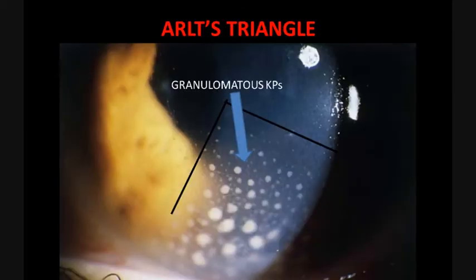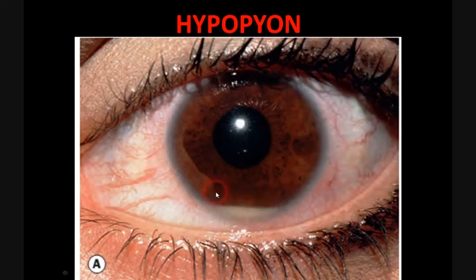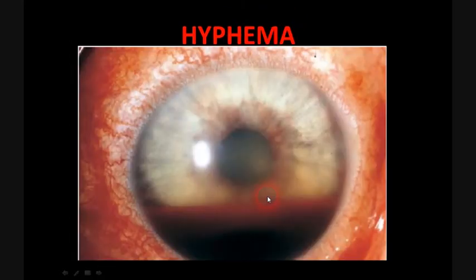First we'll talk about Arlt's triangle. I just discussed with you that the mutton fat, greasy granulomatous keratic precipitates will settle down because of gravity, and form a triangle called Arlt's triangle. Hypopyon, pus in the anterior chamber, is seen in Behçet's, where you have a transient or mobile hypopyon. Hyphema, blood in the anterior chamber, is seen in Fuchs heterochromic iridocyclitis.